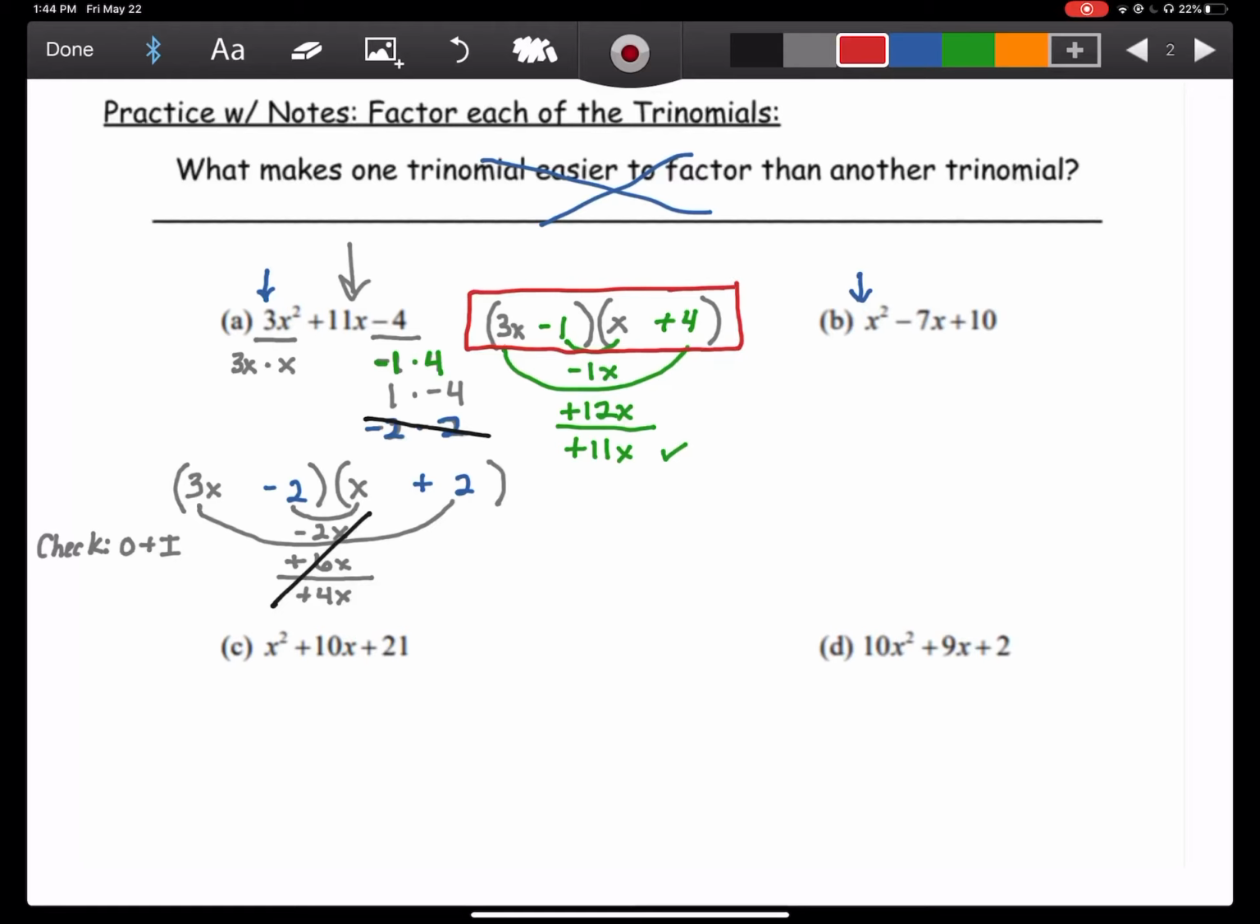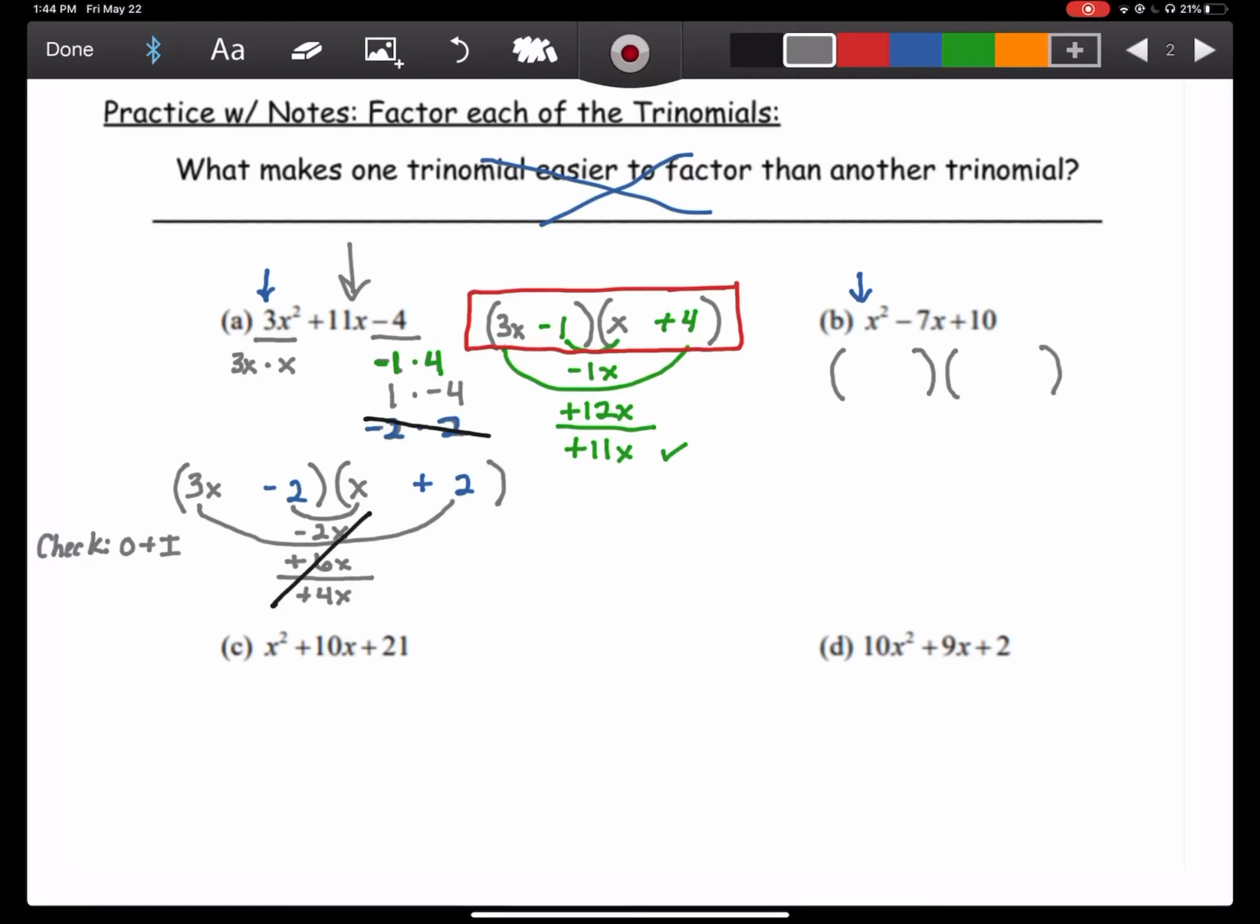is the answer. Okay? All right, let's try letter B. Notice this is the easier of the two types of problems. I set this up differently than what you saw Kurt do. So I know I need a binomial times a binomial.